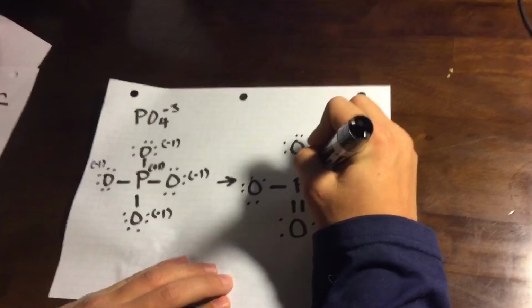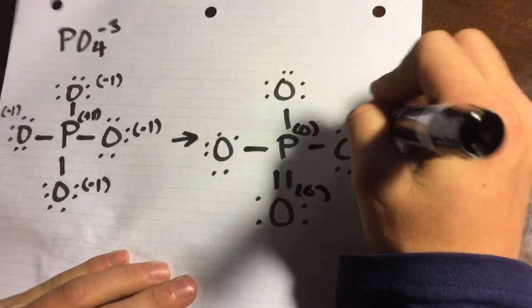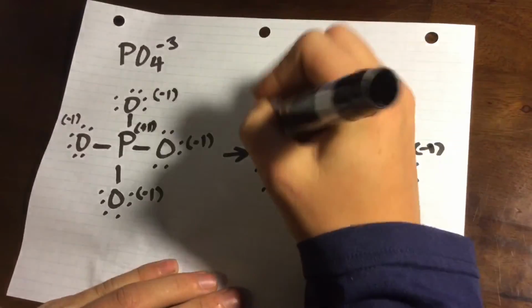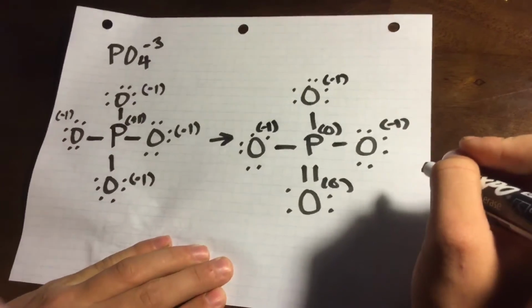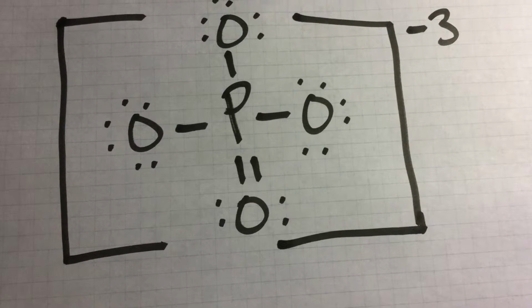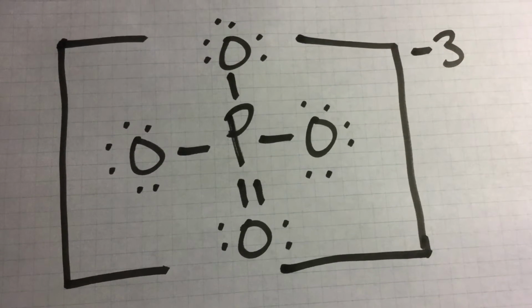Now if we look at the charges, the phosphorus will have a charge of 0, one of the oxygen will have a charge of 0, and 3 of the oxygen will have a charge of -1, representing the -3 at the top of the phosphate ion. To finish this Lewis dot structure, we will put brackets and a -3 around the original structure to show that it is the phosphate ion.